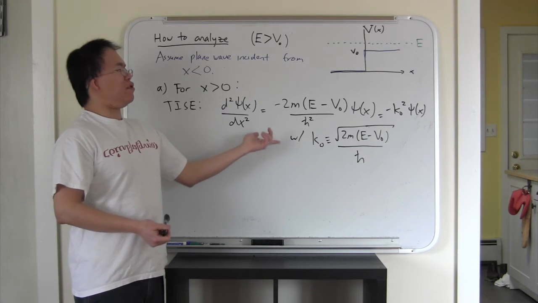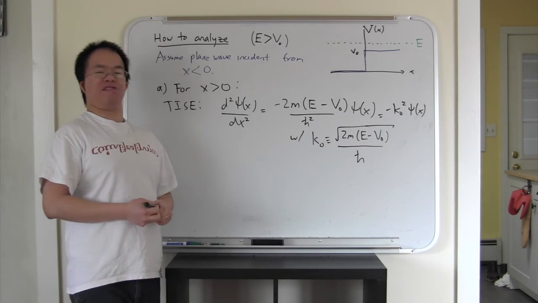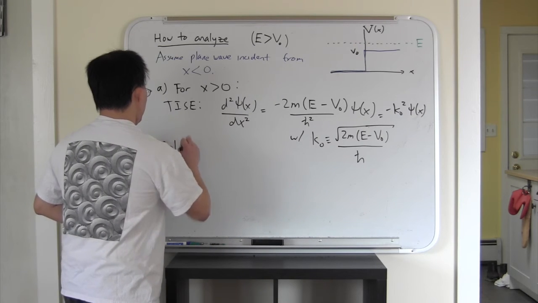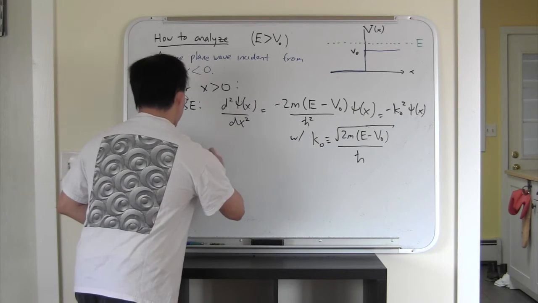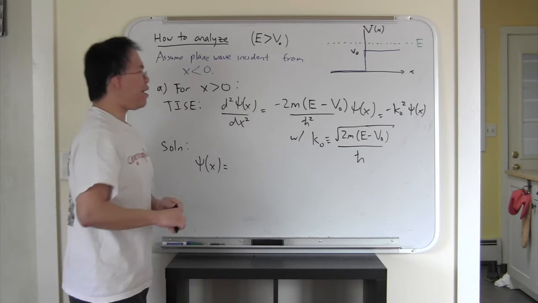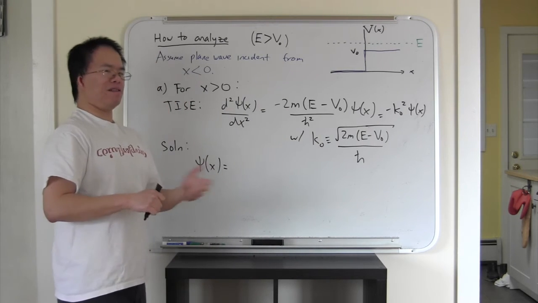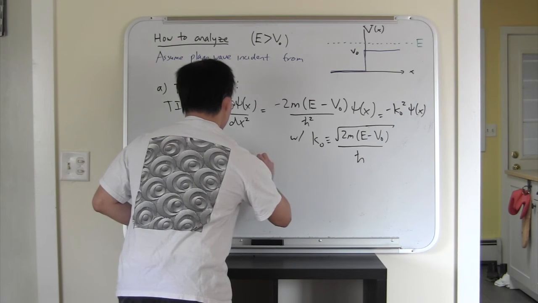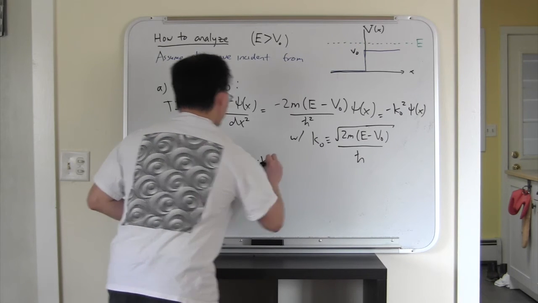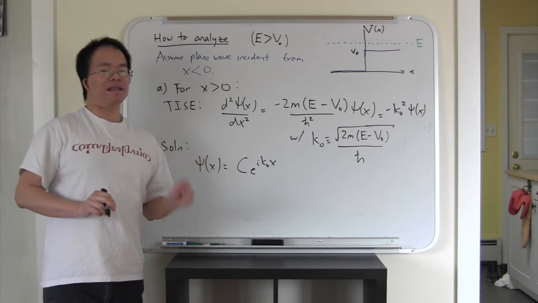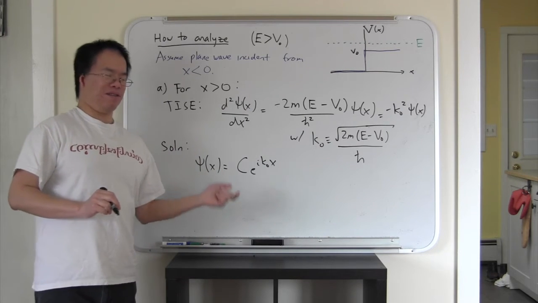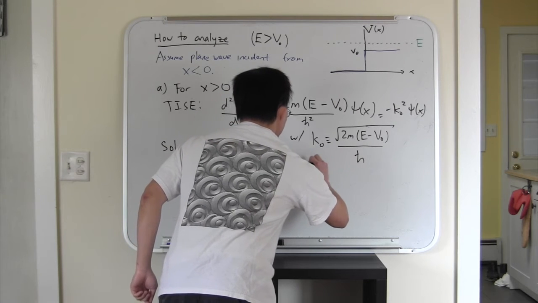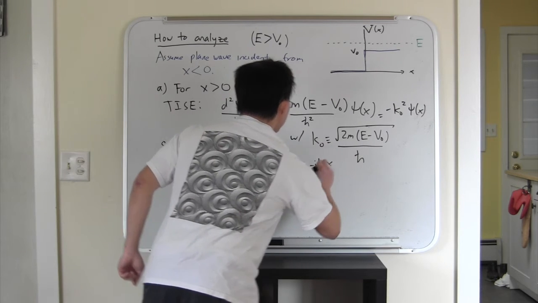So what are the solutions? They're going to look quite similar. I can write down pretty much the same thing, just with k naught instead of k. So we'll still have this term C e to the i k naught x. But then, let's think about what else. Do we want to include a term that goes like D e to the minus i k naught x?